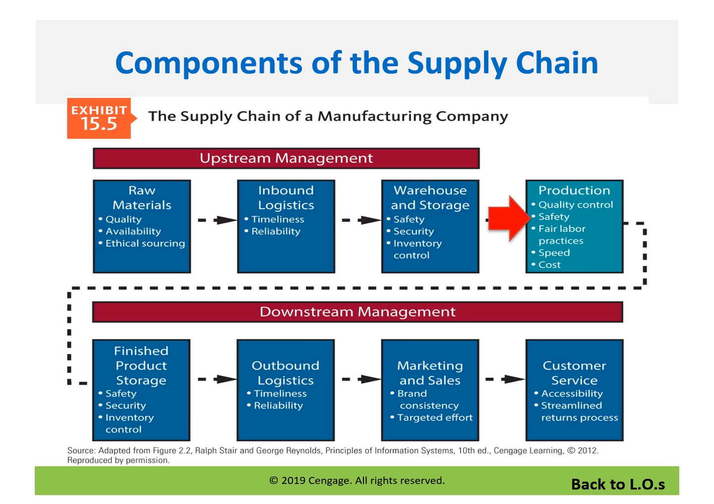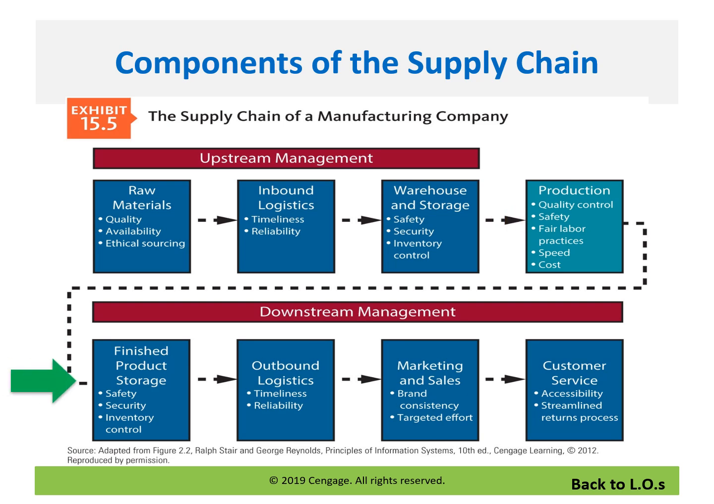Production takes place when materials and labor come together and are ready. In the production process, quality control must strictly be implemented. Safety, fair labor practices, speed, and cost are the main considerations. The output of production is the finished products ready for distribution to the market.